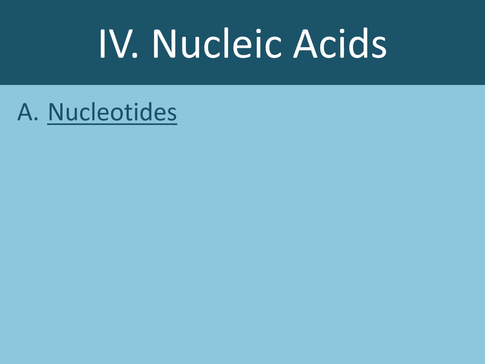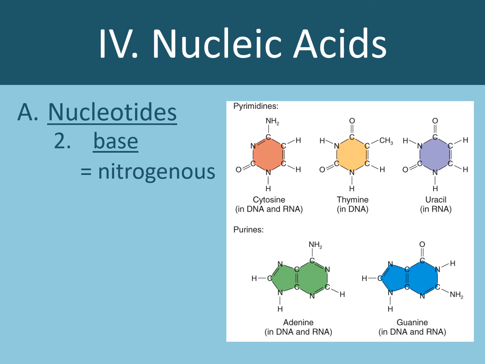The second component of a nucleotide is the base. Bases in nucleotides contain the element nitrogen and so are often called nitrogenous bases. There are 5 bases found in nucleic acids: cytosine, thymine, uracil, adenine, and guanine. Notice uracil is found exclusively in RNA, thymine is found exclusively in DNA, and the other 3 are found in both types of nucleic acids.